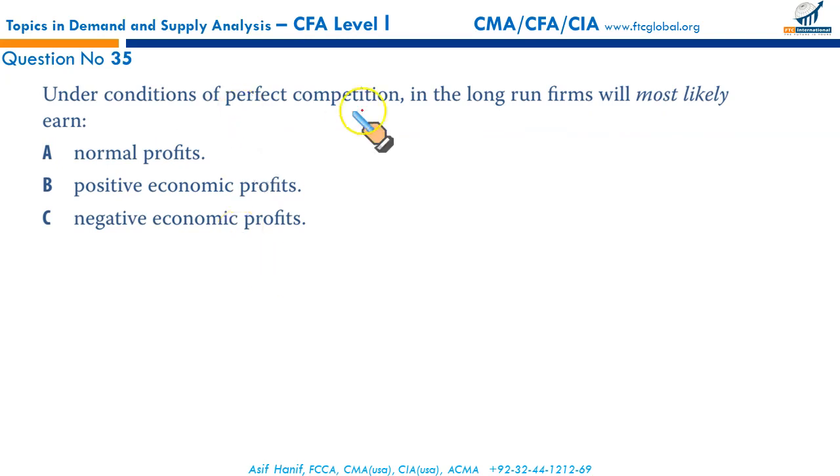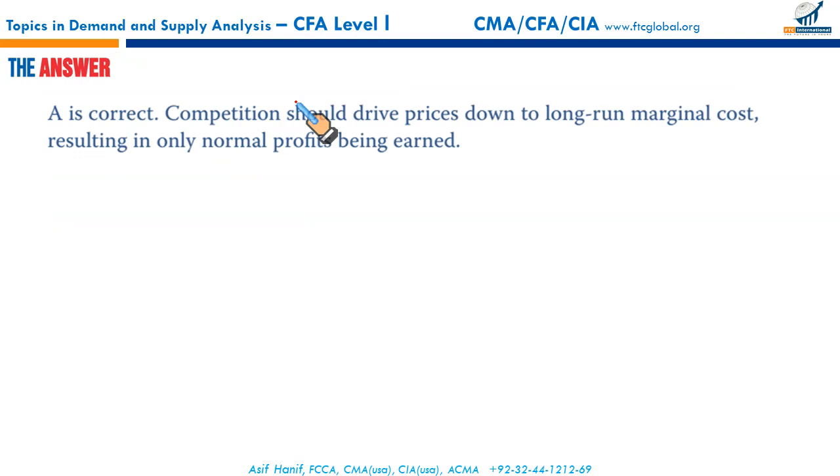Under the conditions of perfect competition, in the long run, firms will most likely earn normal profits. Fairly straightforward, textbook based question. If you have read well, you will be able to do this question fairly easily.